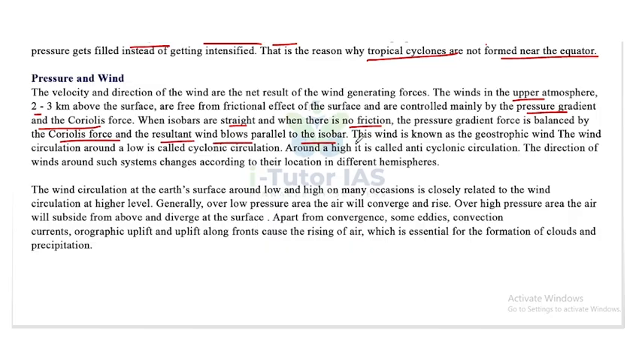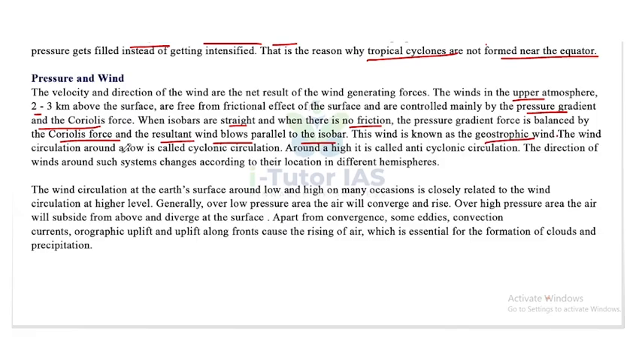When isobars are straight and there is no friction, the pressure gradient force is balanced by the Coriolis force, and the resultant wind blows parallel to the isobars. This wind is known as the geostrophic wind.